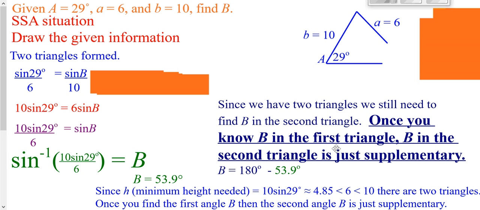Now, if you knew your new angle B and your original given A, you could find your new C by subtracting from 180. So your C's will always be totally different from one triangle to the other because your one angle B is different.